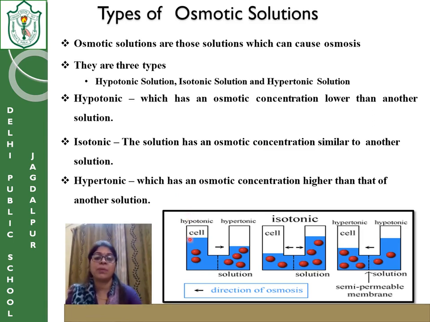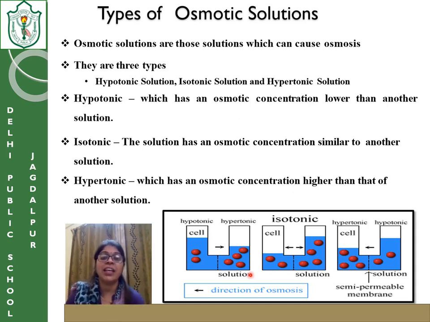Isotonic means almost equal, and hypertonic means when the solute particles are more and the water is less. So what happens? Suppose inside the cell the water molecules are more and the solute concentration is less, and it is kept in a hypertonic solution, that means where the concentration of solute is more. What will happen? Which side will the direction of osmosis take place?